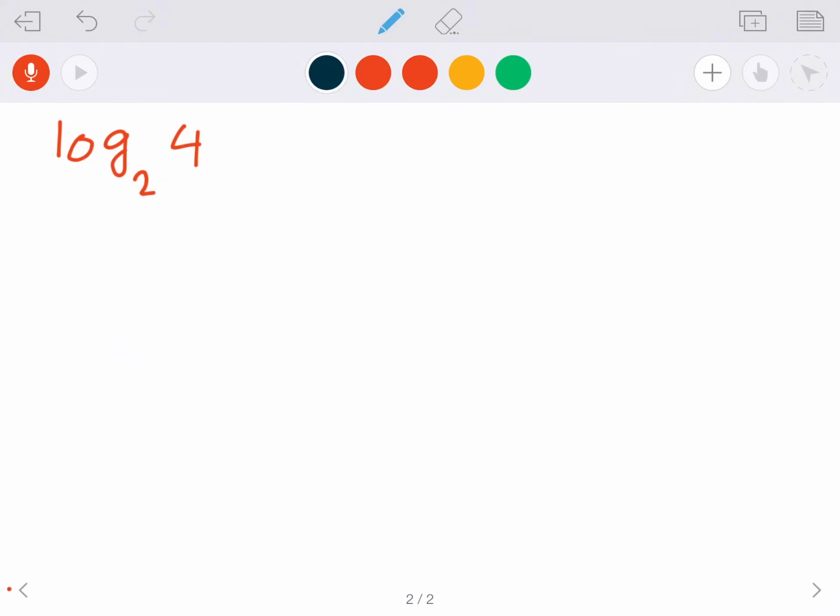As long as we can make these two numbers the same, then the power will be our answer. So 4, we can also change to 2 to the power 2, right? This way we now have these two numbers the same. So the answer is the power, which is 2.